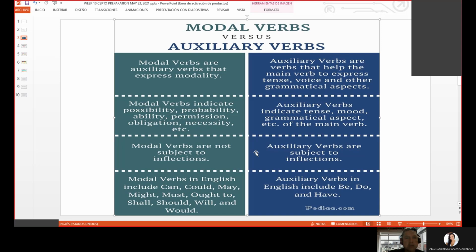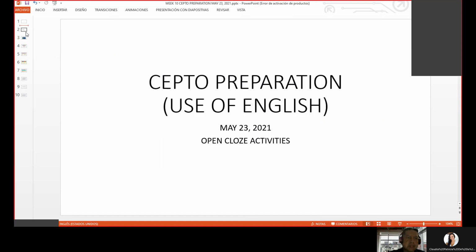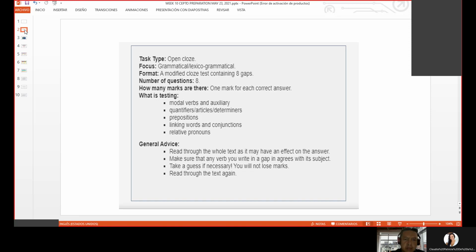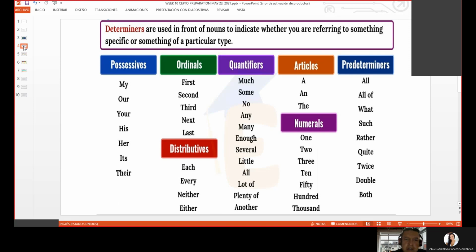Okay, so that was the first item that is tested. Sorry, I meant to go back to the second slide. So the next topic is quantifiers, articles, and determiners. All right, here we have examples of determiners. Can you read the information on the slide?